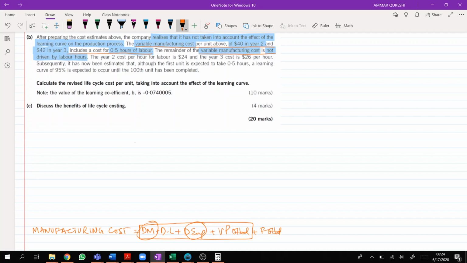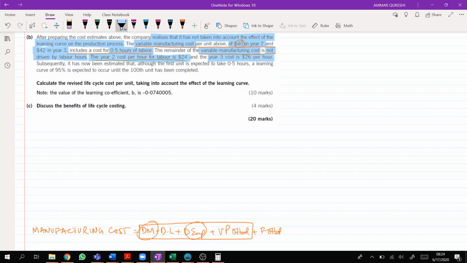So they are saying that this whole 40 will not have an impact of the learning curve. Only labor-related cost will have an impact of the learning curve, right? So the remainder of the variable manufacturing cost is not driven by labor hours. The year 2 labor cost per hour is 24, and year 3 cost is 26 per hour.